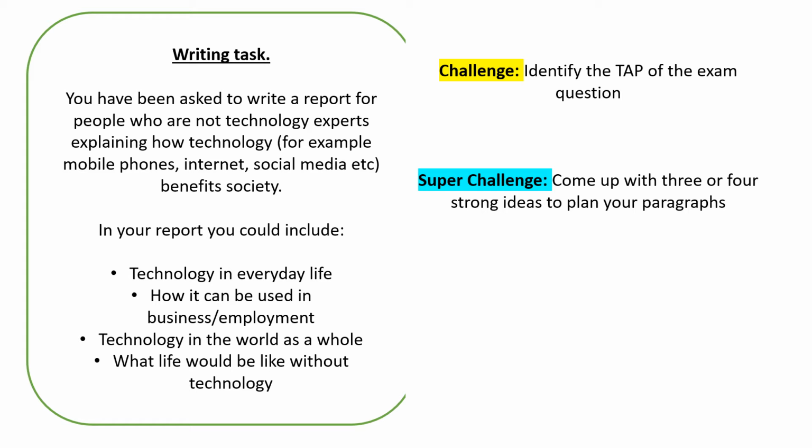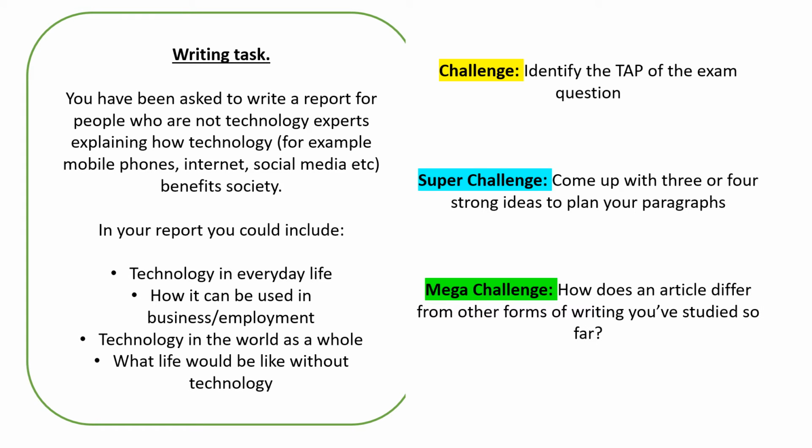And that's going to form the base of our actual argument and going to allow us to actually hit the word count as well, which typically for a question like this is around 250 to 300 words. The mega challenge: how does an article differ from the other forms of writing you've studied so far?